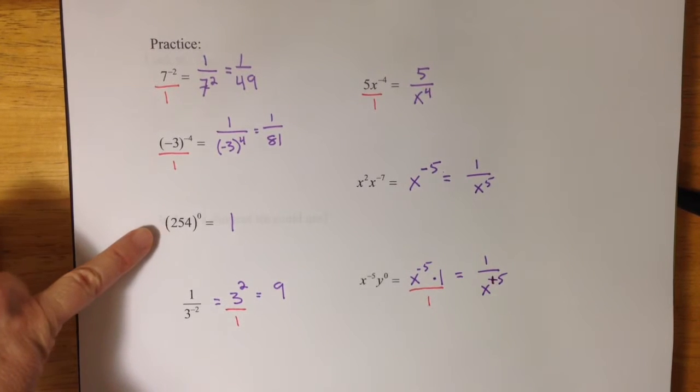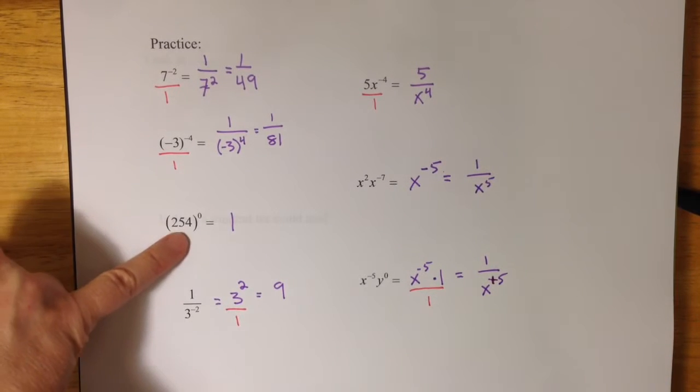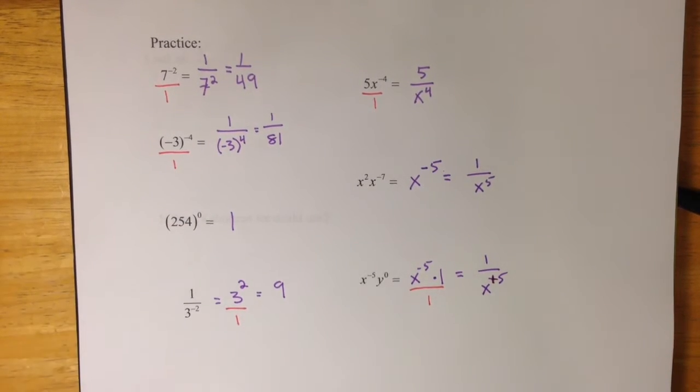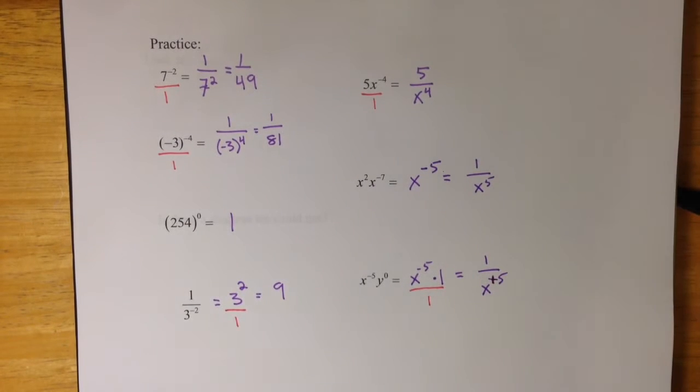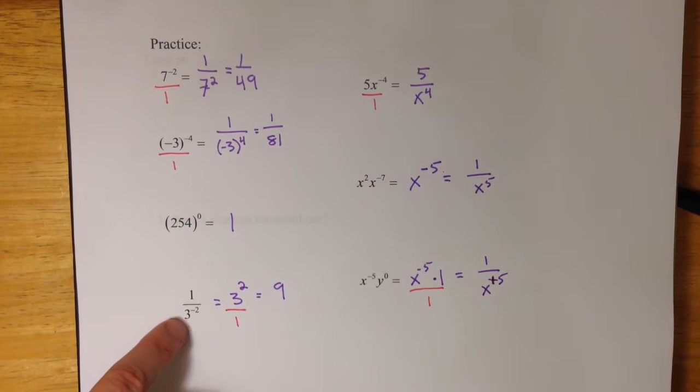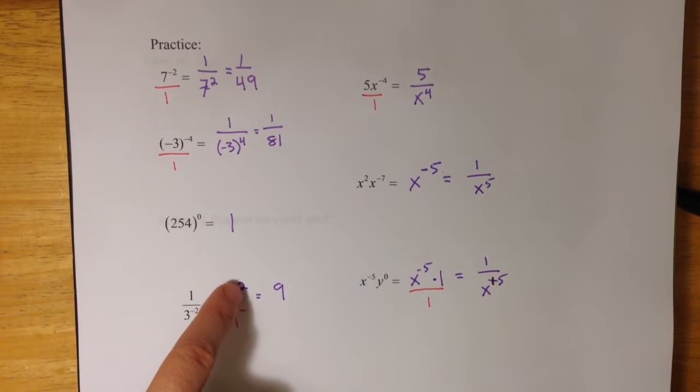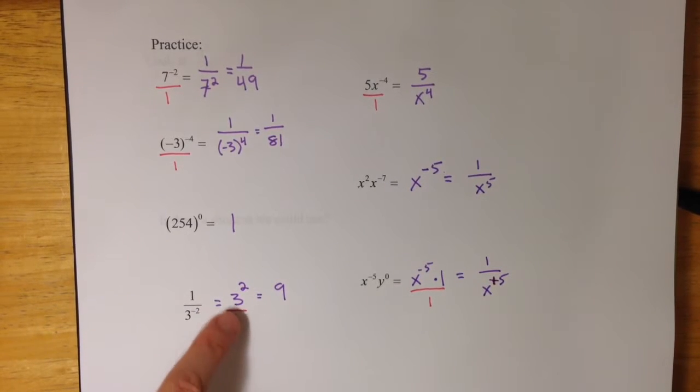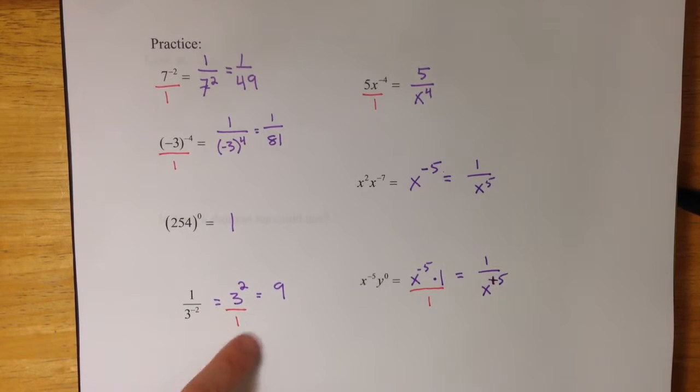For this third problem, it's really easy if you remember that rule that just about anything to the 0 power is 1. So 254 to the 0 power, that's 1. For this one, 1 over 3 to the negative 2, I moved the 3 from the bottom to the top of the fraction to make the exponent positive, which gave me 3 squared. If it helps, you can think about the fact that the 3 squared left behind a 1 in the bottom. 3 squared, though, is just 9, and 9 divided by 1 is still 9. So my answer here is 9.